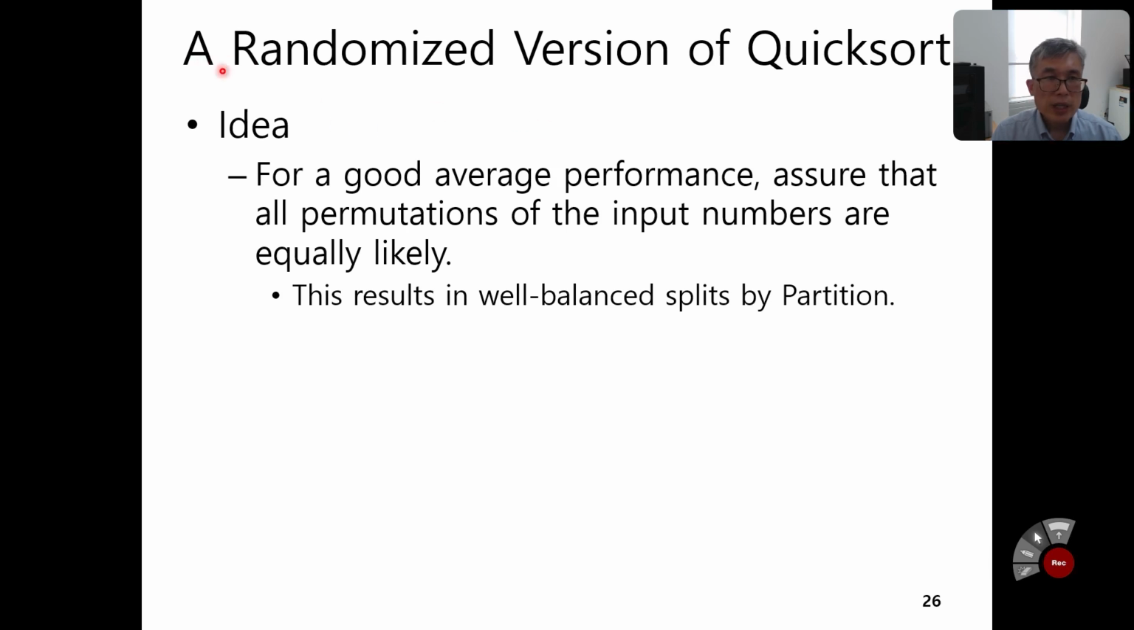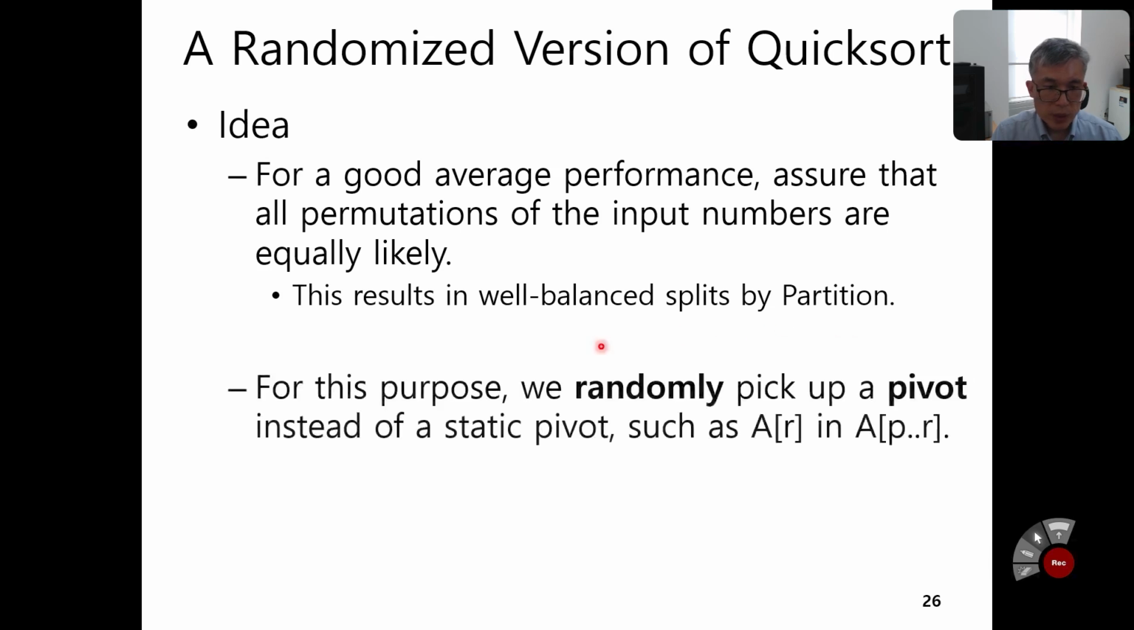We can use a randomized version of quicksort. The idea is that for good average performance, we assure that all permutations of the input numbers are equally likely. This results in a well-balanced split by partition. For this purpose, we randomly pick a pivot instead of a static pivot, such as the leftmost or rightmost, like A[r] in array A from p through r.